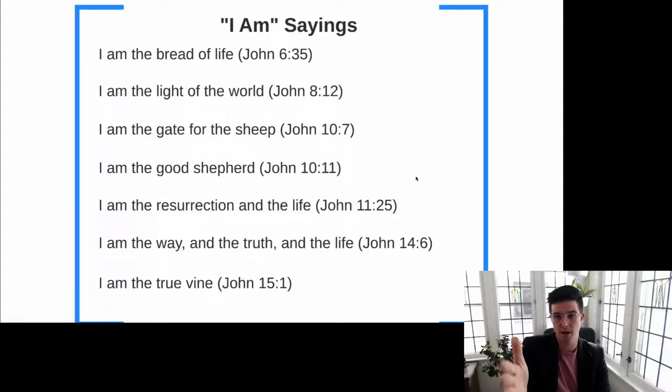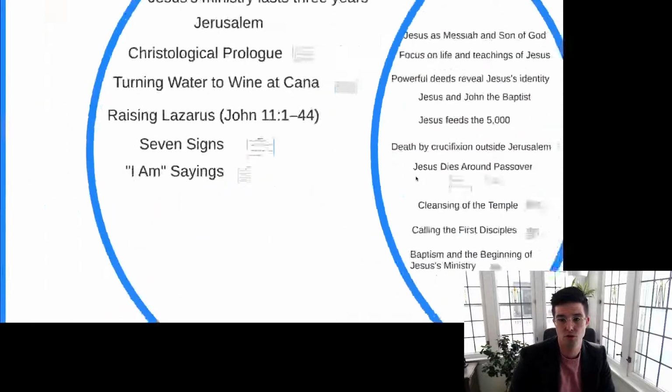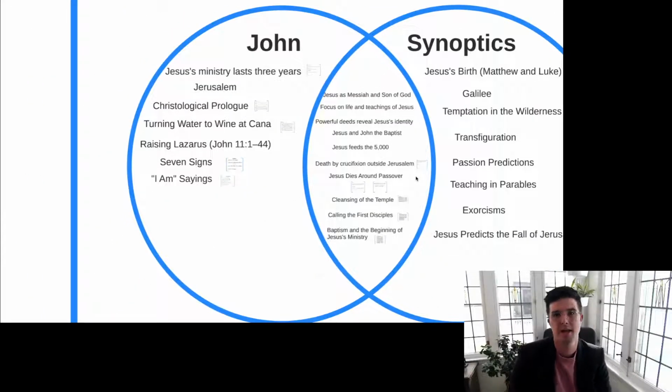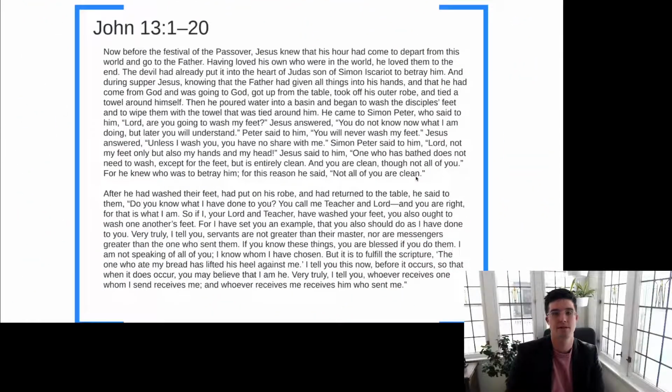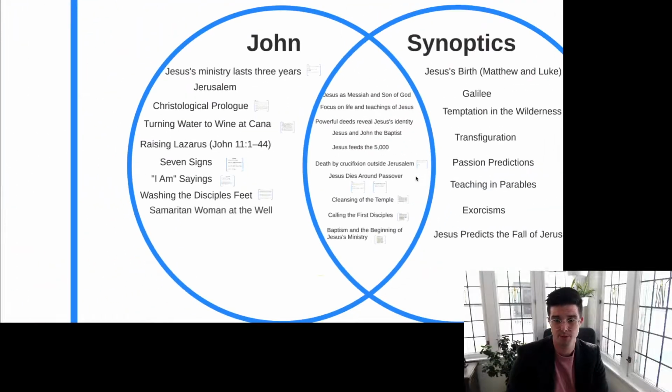But then also of relevance is what Jesus compares himself to. The bread of life, light of the world, gate of the sheep, good shepherd, resurrection and the life, way, truth, and the life, and then also the true vine. So all of these I am sayings with perhaps some high Christological implications to them only occur in the Gospel of John, as does the washing of the disciples' feet. So this model of servant leadership only occurs in John chapter 13. We don't find the washing of the disciples' feet in the Synoptic Gospels.